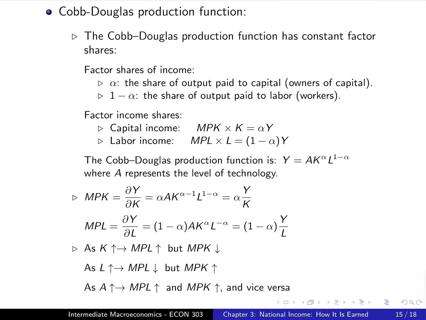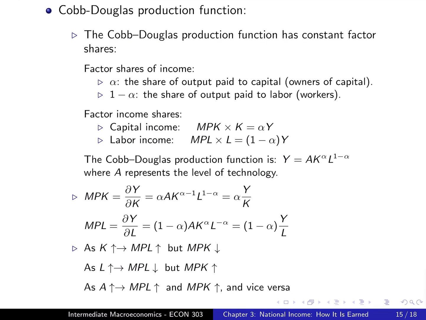Now let's take a closer look at the expressions for the marginal products of capital and labor derived from the Cobb-Douglas production function. Marginal product of capital, MPK, is the partial derivative of Y with respect to capital K, and it equals dY over dK, that equals alpha A K to the exponent alpha minus 1, L to the exponent 1 minus alpha, that equals alpha times Y over K.